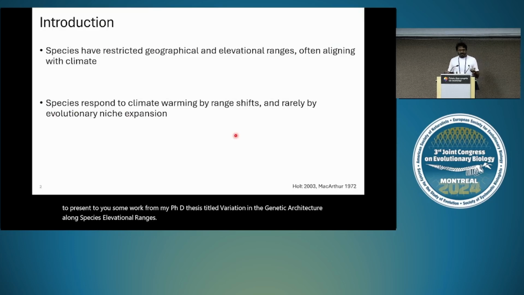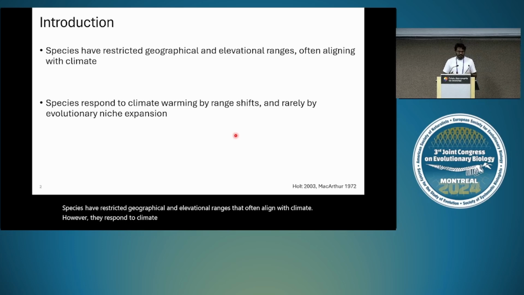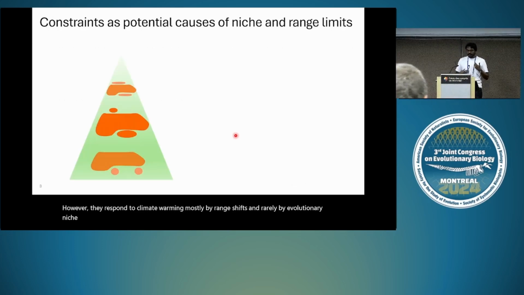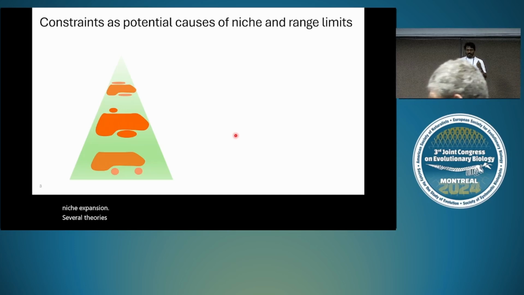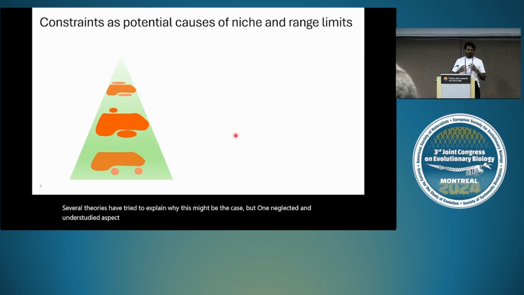So species have restricted geographical and elevational ranges that often align with climate. However, they respond to climate warming mostly by range shifts and rarely by evolutionary niche expansion. Several theories have tried to explain why this might be the case, but one neglected and understudied aspect is the idea of non-independent inheritance and expression of traits that could lead to something known as genetic constraints.